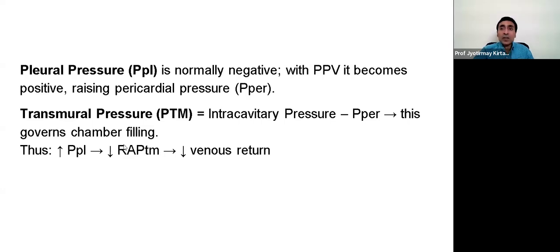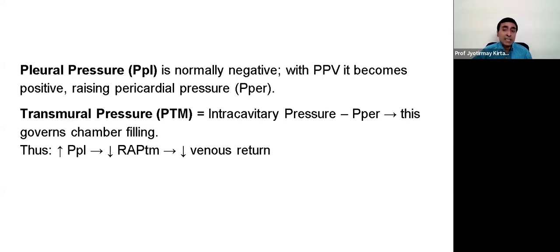So we talk about the transpleural pressures. Normally the pleural pressure is negative when we are spontaneously breathing, but with positive pressure ventilation, it becomes positive. So the pericardial pressure becomes raised. Now again the transmural pressure: that's the intracavitary pressure minus the pleural pressure. So this is actually the filling pressure.